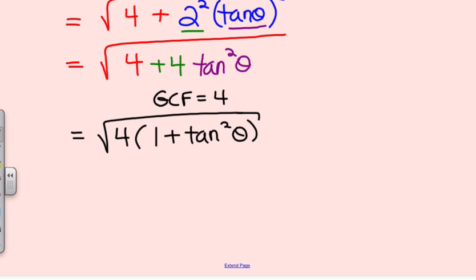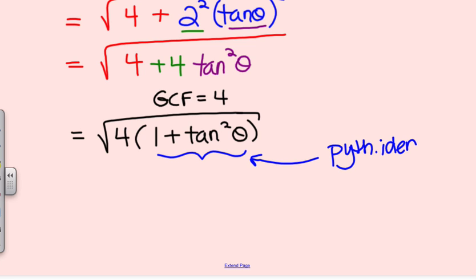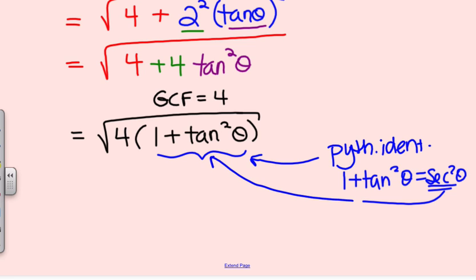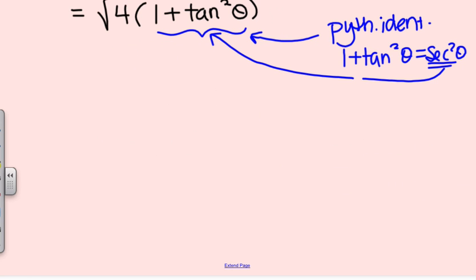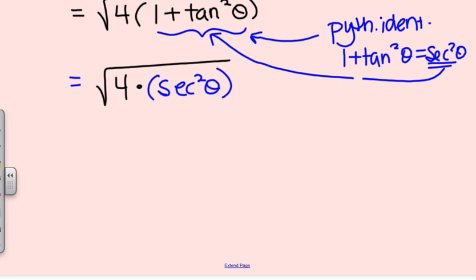Now you may recognize this parentheses right here, or you may not. You may have to be a little more comfortable with your Pythagorean identities. This is a Pythagorean identity, and you can replace it with secant squared of theta. 1 plus tangent squared of theta equals secant squared of theta. So I can take this piece and replace it with that whole parentheses. So now we have the square root of 4 times secant squared of theta. I'm going to continue simplifying.